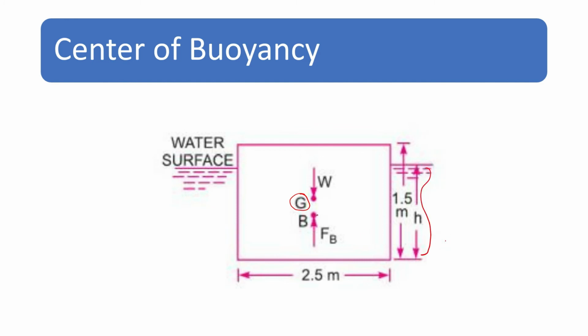The center of buoyancy is the center of the displaced fluid. So that means water up to a height of h is displaced. What is the center of that displaced fluid? That is the center of buoyancy. At this point, the buoyant force is acting. So gravitational force is acting at the center of gravity, and at the center of buoyancy, the buoyant force is acting.